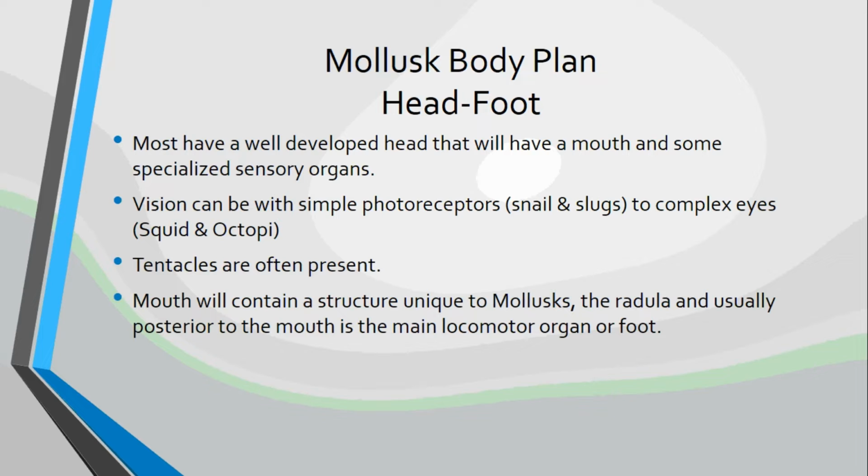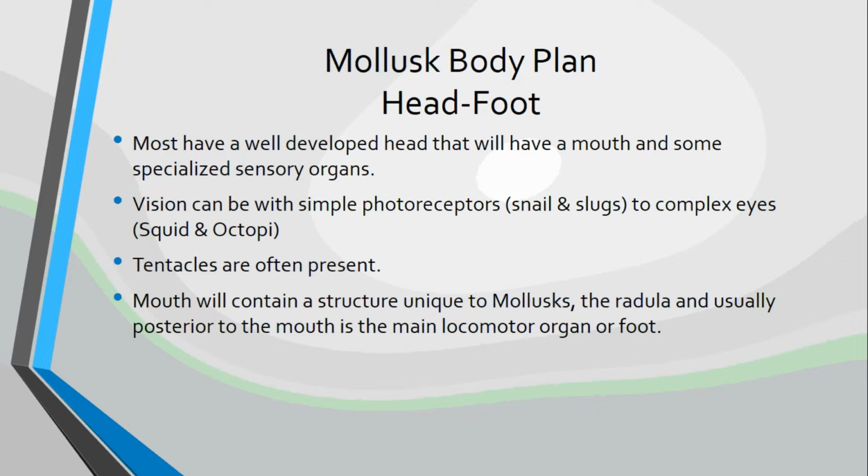And then the cephalopods have a very complex eye, very similar to ours in its structure. So again, depending on the species, their vision will vary. Especially in the squid and octopi, there will be tentacles, and those tentacles will contain suction cups. When we get to the cephalopods, we'll talk more about how specialized those organs are.